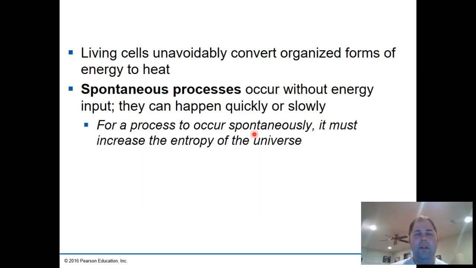So when we're doing this, we're creating organized things and we're creating heat. We would call this a spontaneous process. So a spontaneous process can occur without putting any energy in. And in biology, we're pretty much going to say that spontaneous things are going to be increasing the entropy of the universe. So if it's increasing the entropy of the universe, it will occur spontaneously in a biological system.